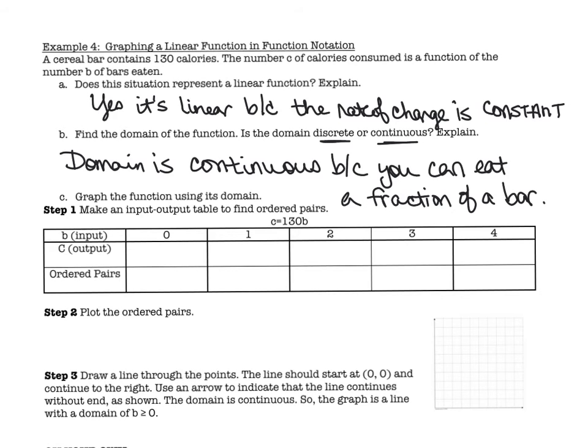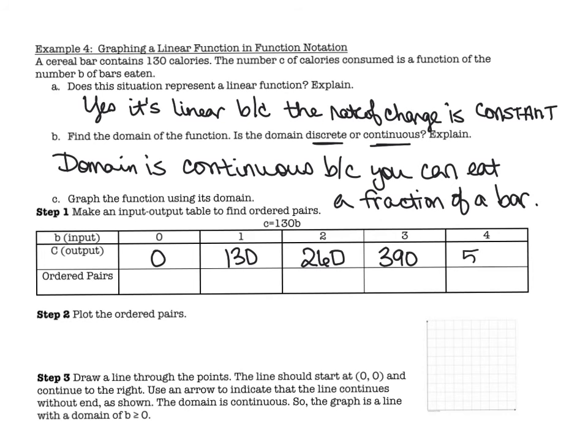All right, so for letter C, you're going to graph the function using its domain. So we have the input values B for the number of bars eaten, and we're going to have the output values C's for the calories consumed. So if you eat 0 bars, you're going to have 0 calories. If you eat a bar, you will consume 130 calories. If you eat 2 bars, your calorie count will be 260. 3 bars, your calorie count will be 390. And finally, 4 bars, your calorie count will be 540. I'm sorry, 520.